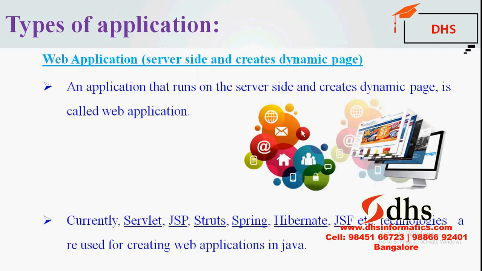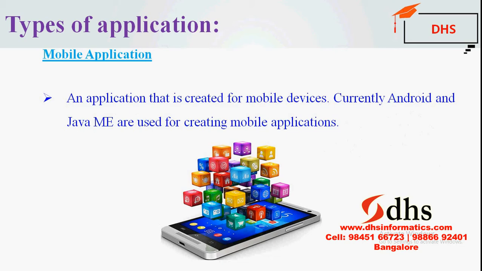Web applications. This application runs on the server side and creates a dynamic page, and is called a web application. So we will be using Servlet, JSP, Struts, Spring, Hibernate, etc. technology to develop a web application in Java. Mobile application. An application that is created for mobile devices. Currently, Android and Java ME are used for creating mobile applications.